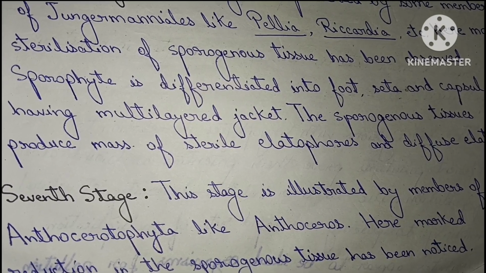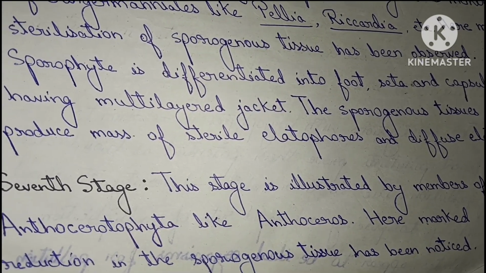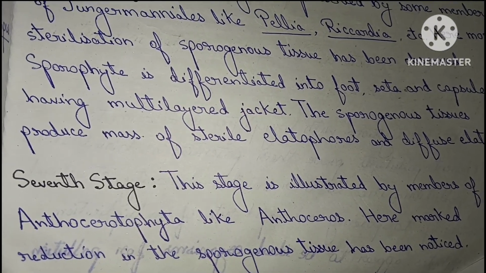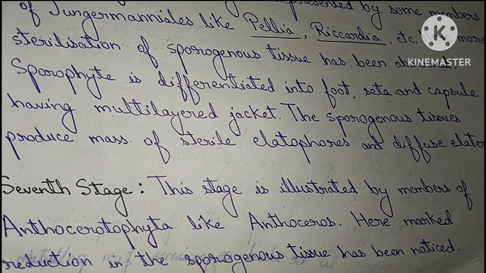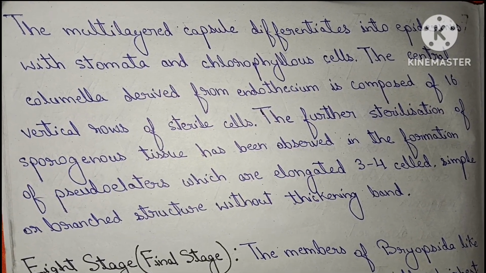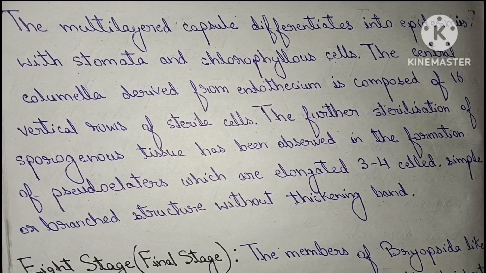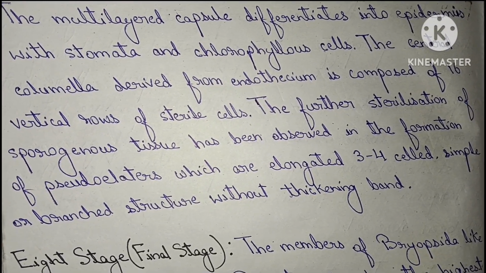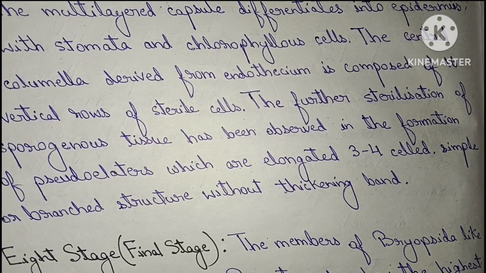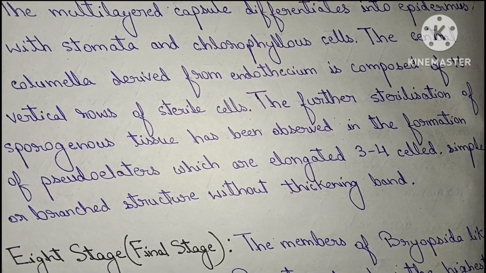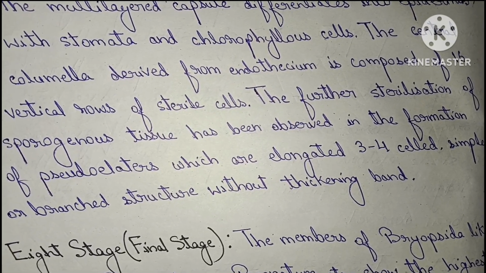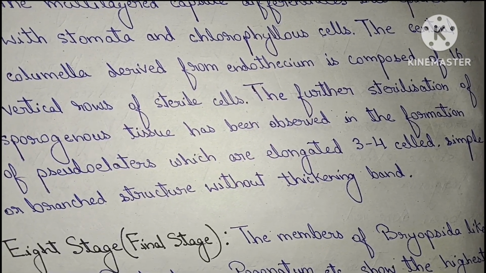Seventh stage. This stage is illustrated by members of Anthocerotophyta like Anthoceros here. Marked reduction in the sporogenous tissue has been noticed. The multi-layered capsule is differentiated into epidermis with stomata and chlorophyllous cells. The central columella derived from endothelium is composed of 16 vertical rows of sterile cells. The further sterilization of sporogenous tissue has been observed in the formation of pseudoelaters, which are elongated 3 to 4-celled, simple or branched structures without thickening bands.